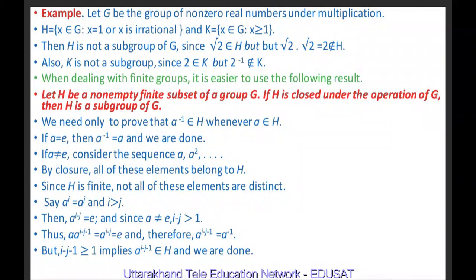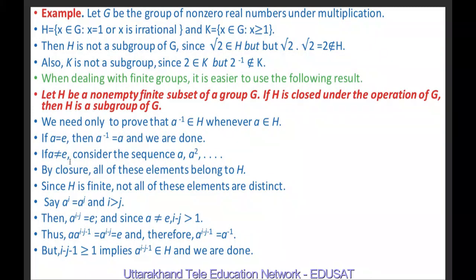So using the previous result, in the previous result there were two conditions for any subset to be a group: that it is closed under the group operation, and it is closed under taking inverses. So in this case it is already given that H is closed under the operation of G. Now we will prove that A inverse belongs to H whenever A belongs to H. If A is equal to E, then A inverse is equal to A, because the inverse of the identity element is the identity element itself, and the proof is complete.